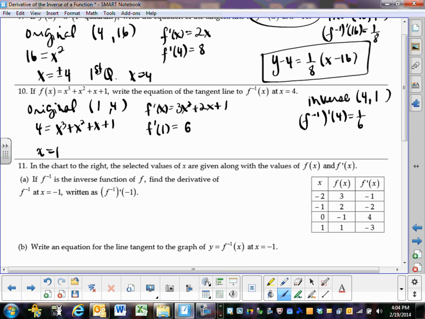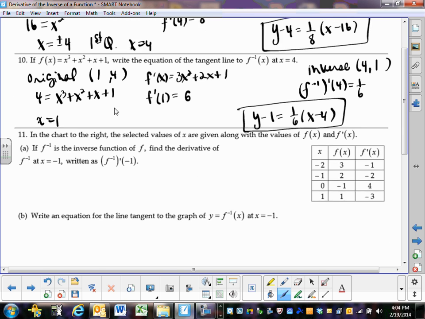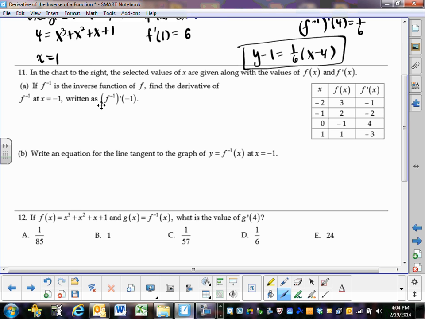The original derivative is 2x. The original derivative at 4 is 8. So that means that the inverse derivative at 16 is 1/8. So the equation of the tangent line for the inverse uses the inverse point and inverse slope. So y minus 4 equals 1/8 times (x minus 16).